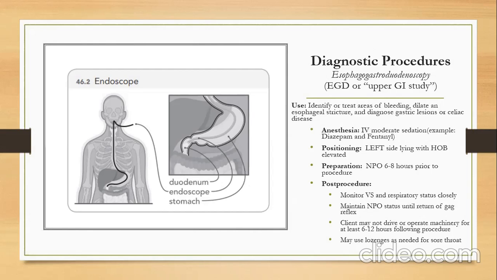Okay. So with the EGD, they're looking for bleeding. They may want to dilate an esophageal stricture or narrowing. So like a stricture or narrowing would cause what? What?